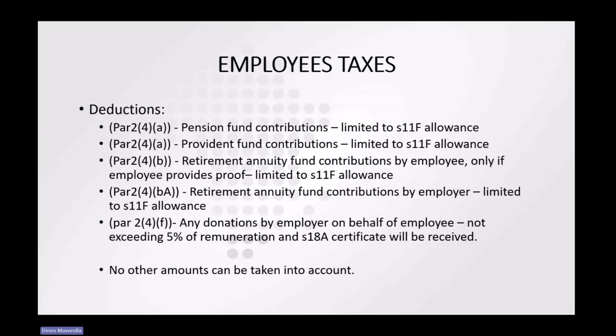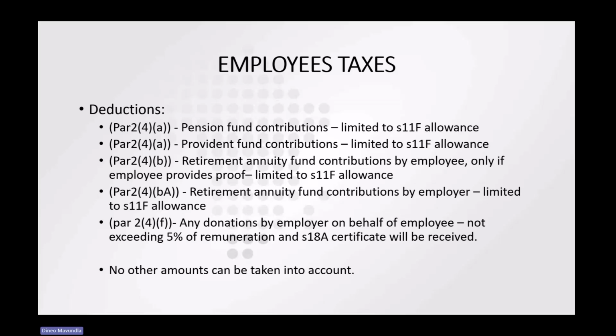Then in terms of paragraph 2.4B, any retirement annuity fund contributions that are made by the employee. This is if I have my own personal RA that I contribute to every month, then I need to go to my employer and say, listen, employer, I have this RA that I contribute to every month. Please include it as part of my deductions, so that you reduce the monthly employees' tax that I'm paying. Or you can just leave it and then you claim it at the end of the year. But this is for employees' tax. You can include it if you go and show your employer that you have that contribution.